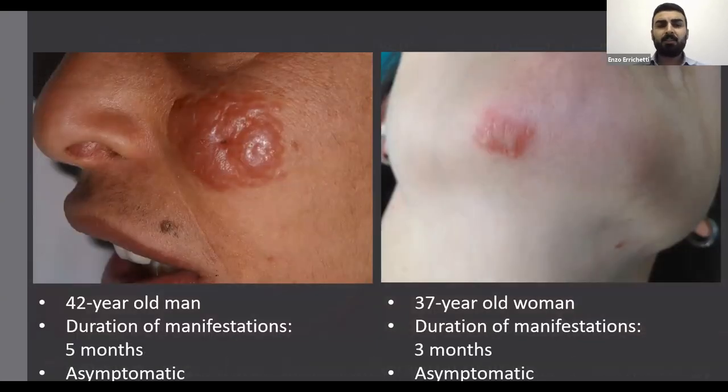Okay, now I would like to share these two cases. We have two young people with an asymptomatic single nodular lesion on the face. I would like to ask if you have any idea of the possible clinical diagnosis. I think there is a chat and you can write down your opinion if possible. I cannot see anything. Anyway, I'd say the main clinical differential diagnosis here could be a granulomatous condition, but also a lymphoma or a pseudo-lymphoma.